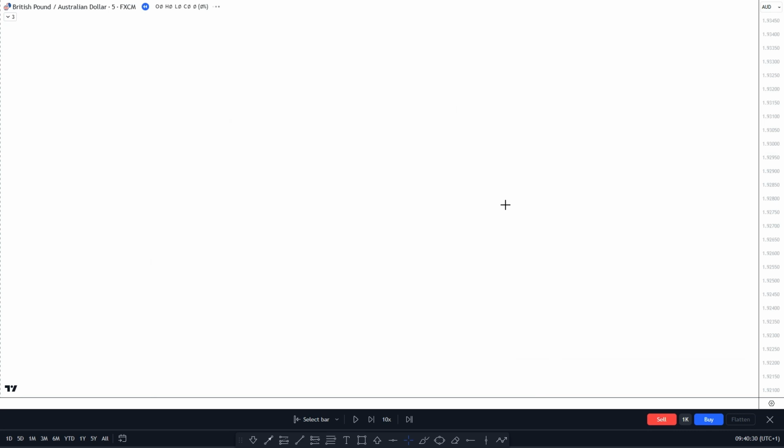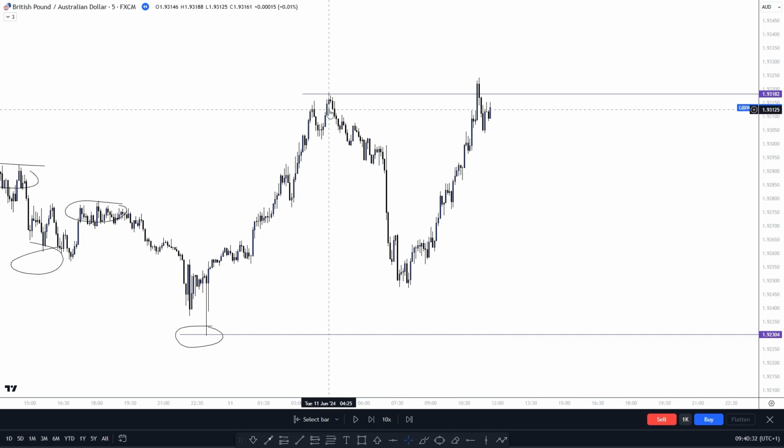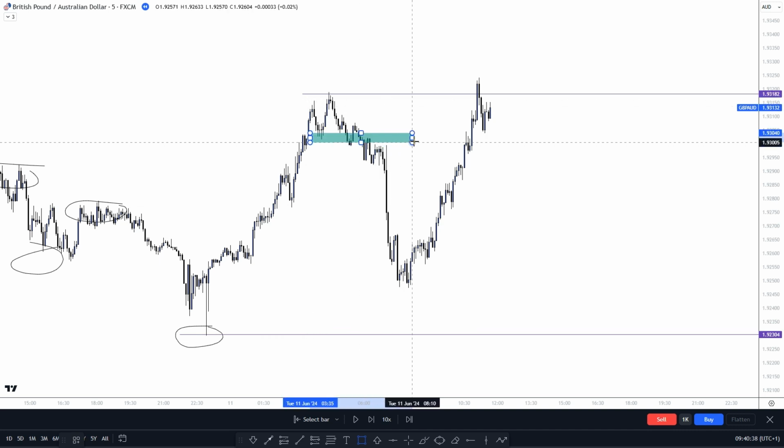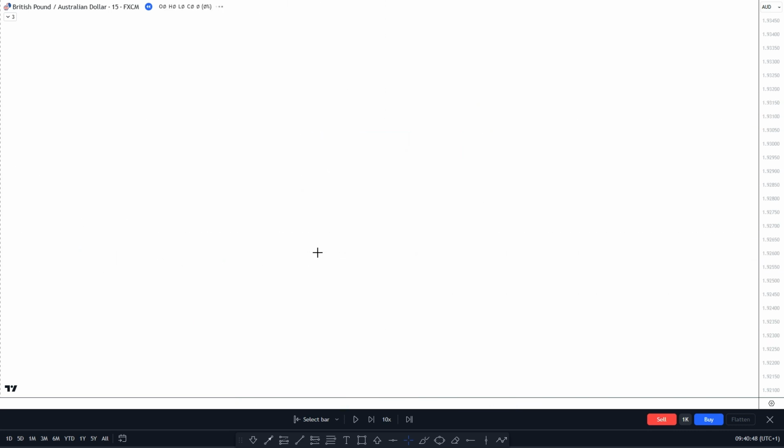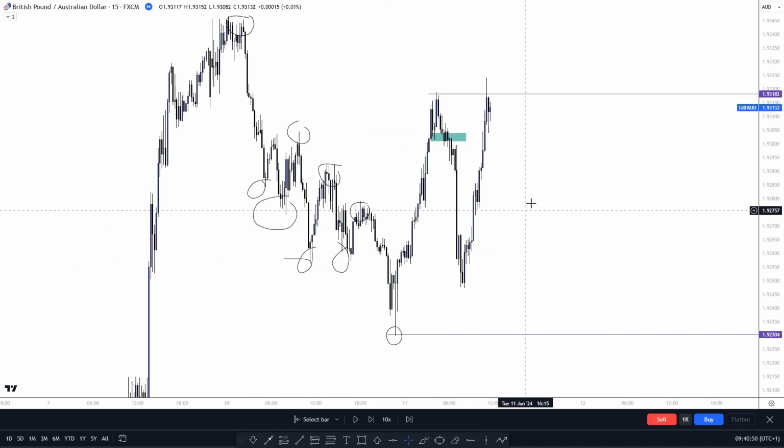So if we were to go into, let's say, the 5 minute, you can see that some people might say here, well, you know, this low made this high. Price has obviously come back, retested it, dropped. As long as you know that price at some point is going to turn around within this swing to go higher based off the higher time frame analysis, that is the main thing.